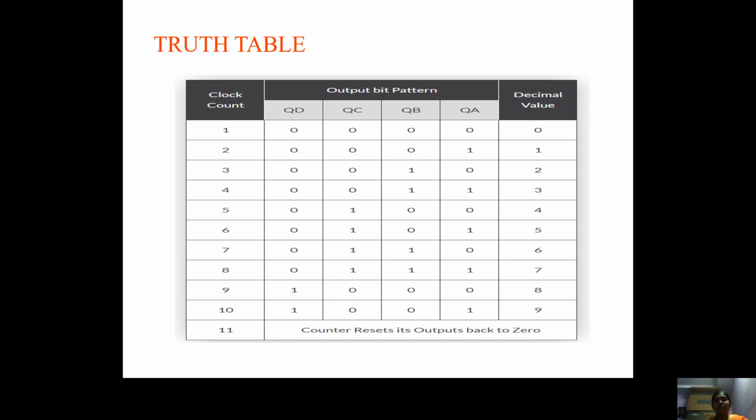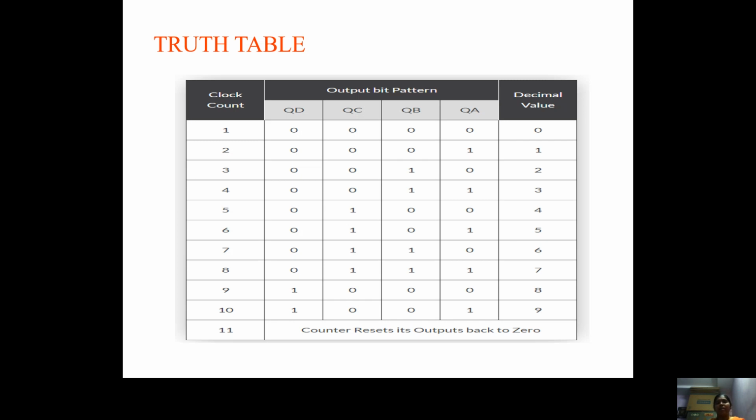So after the counting sequence has reached the desired sequence, that is from 0 to 9, it will immediately reset the flip-flops. Once again they come back to 0 value. So this is how we design different values of modulus counters. Next, let us see the ring counter.